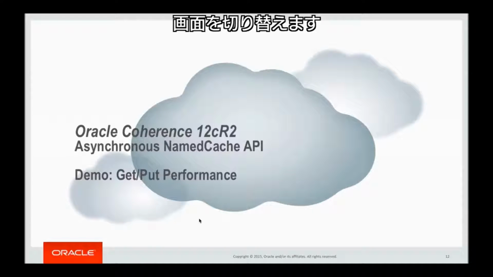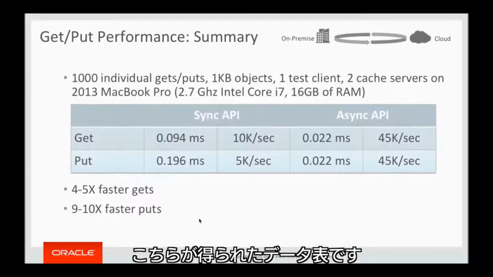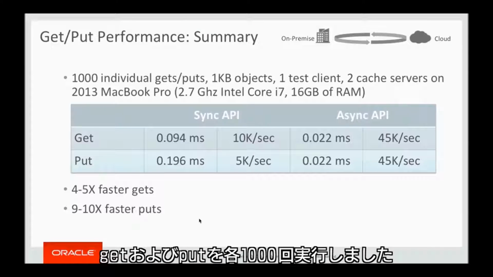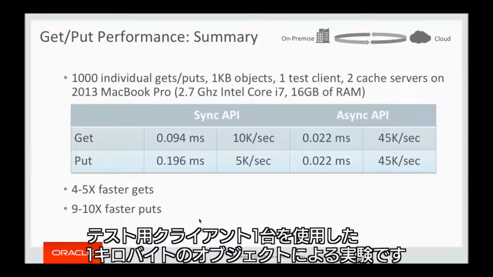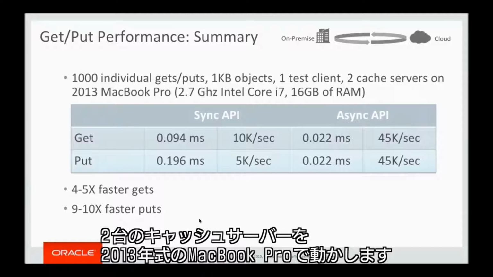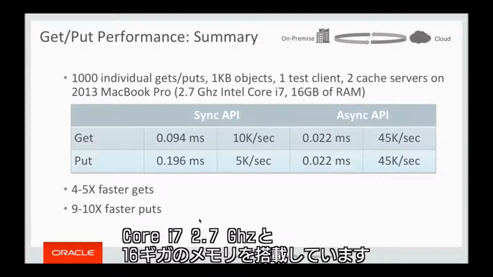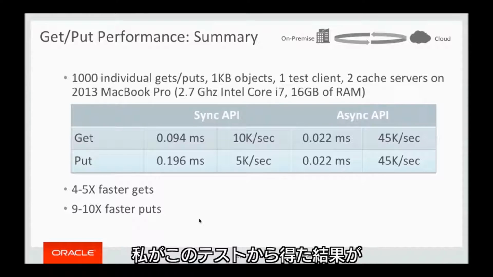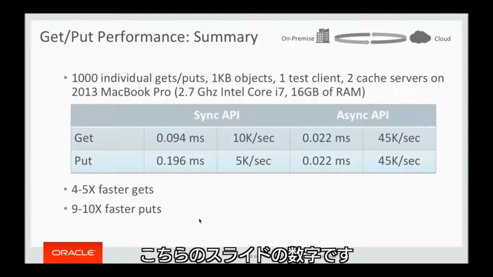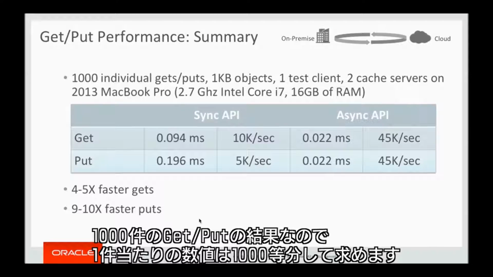So let's switch back. And basically that's what this table captures. We're doing 1,000 individual gets or puts with a 1 kilobyte object using one test client and 2 cache servers on my laptop, which is a 2013 MacBook Pro with a Core i7, 2.7 gigahertz, and 16 gig of RAM. And these are the results that I got on the particular test that I used to capture information in the slide, where this is divided by 1,000 for the 1,000 individual gets and puts.